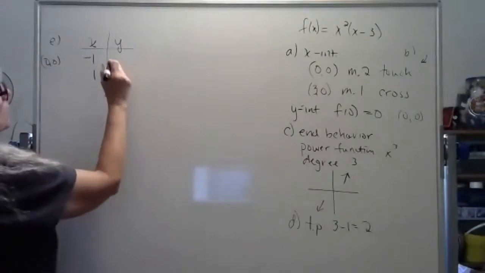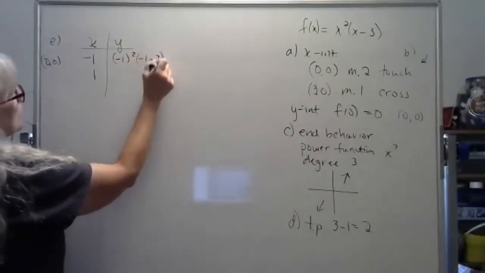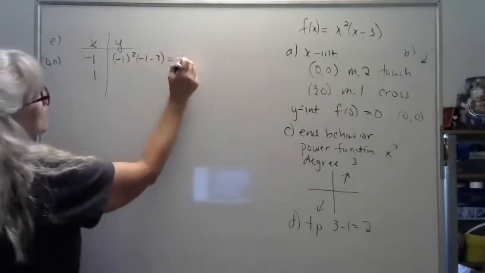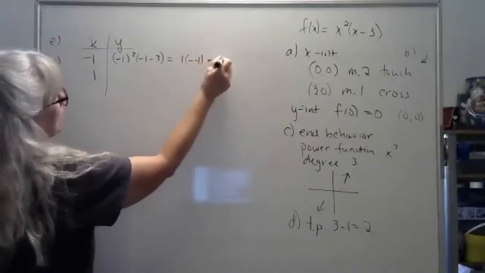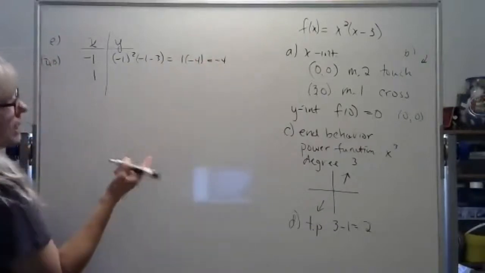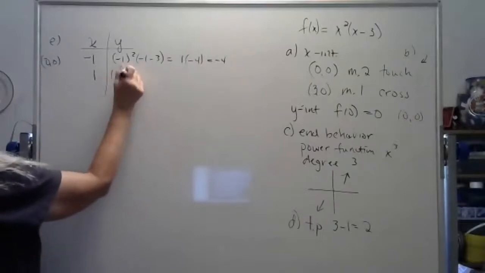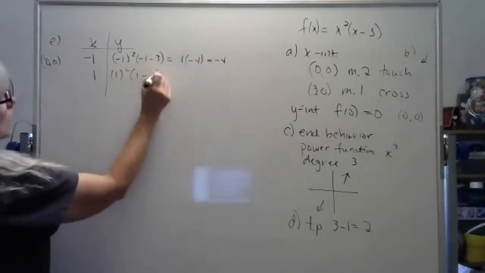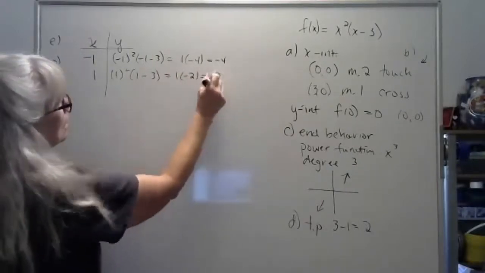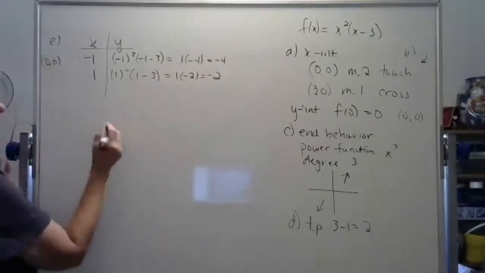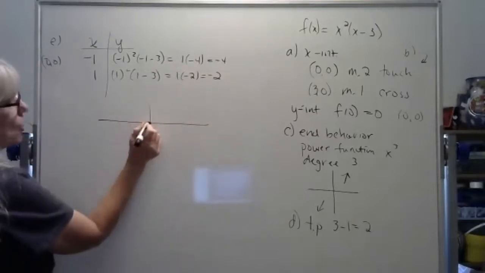So if we plug in a -1, we'll have a -1 squared times -1 minus 3. Well, -1 squared is a +1. -1 minus 3 is a -4. So we end up with -4. Okay, what is that telling me? Well, hang on. Let's plug in the +1 and do the same thing. So you get 1 times a -2, which is a -2.